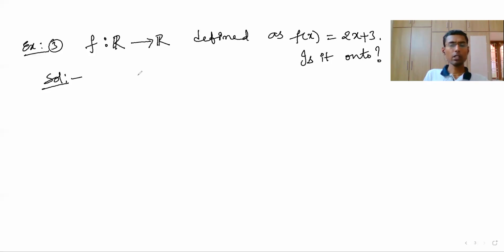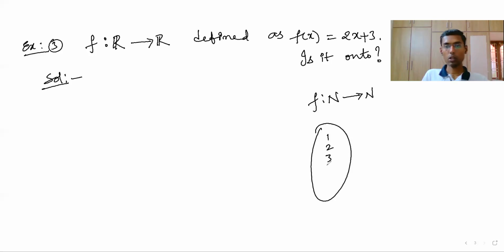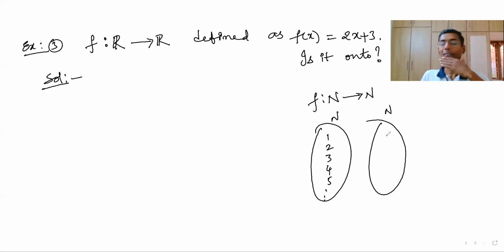Anyway, for your understanding, let's take this example: F maps N to N. First, let's take N to N for your understanding. So 1, 2, 3, 4, 5. What do you think? Whether for N to N, f of x equal to x plus 3 is onto or not?